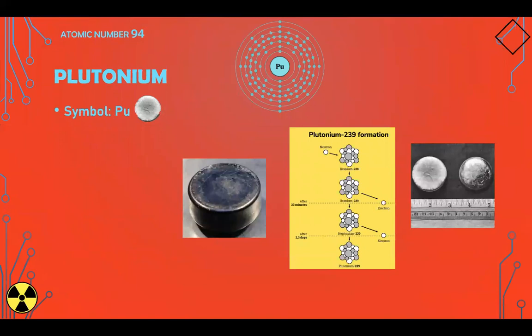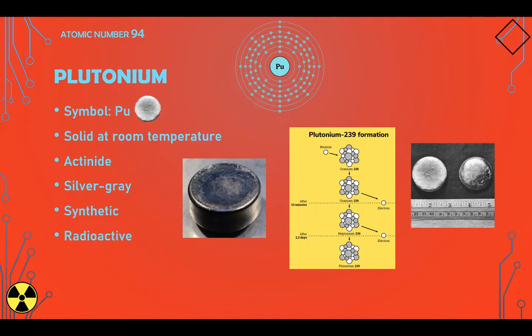Plutonium. Plutonium symbol is Pu. It's a solid at room temperature. It's an actinide. It's silvery gray. It's synthetic again. Plutonium is radioactive. It's toxic. And it's used as a satellite power source. It's used in nuclear weapons, poisons, etc.